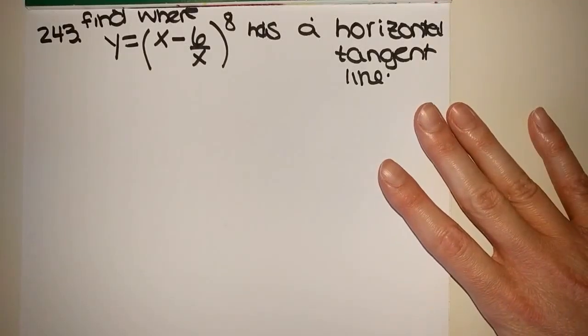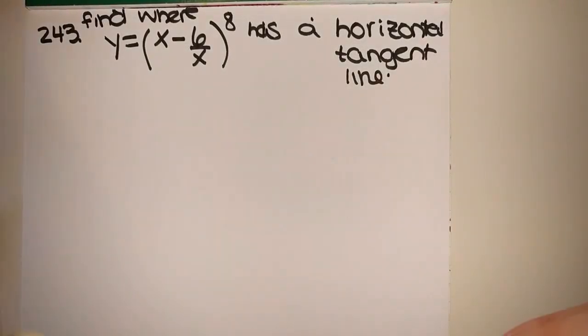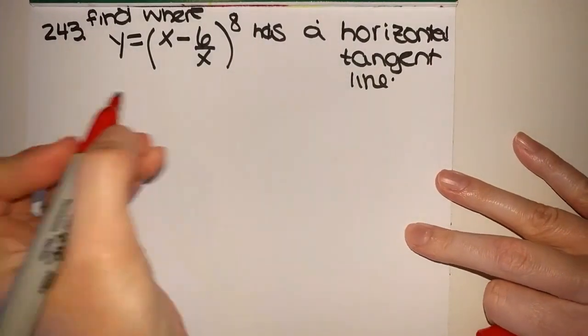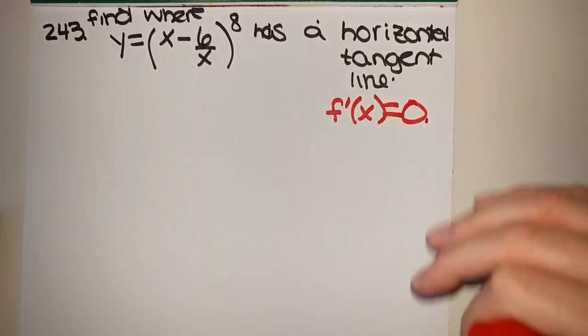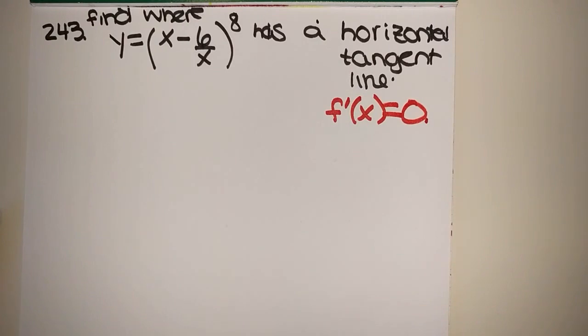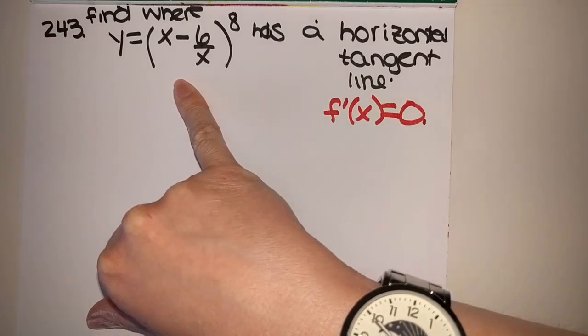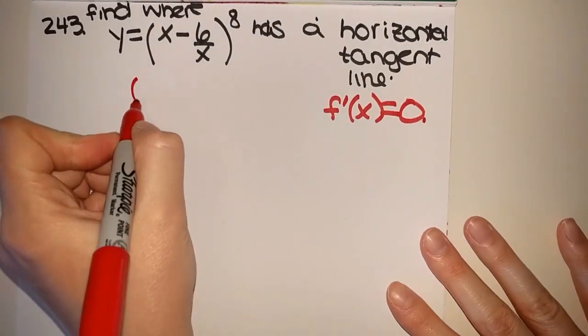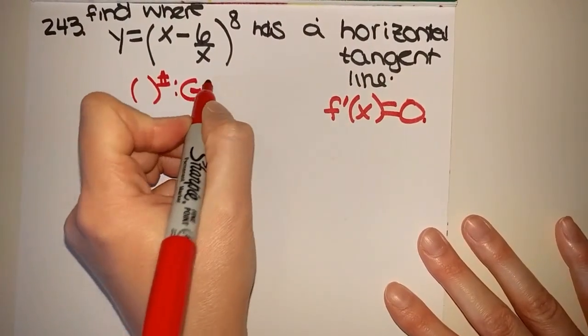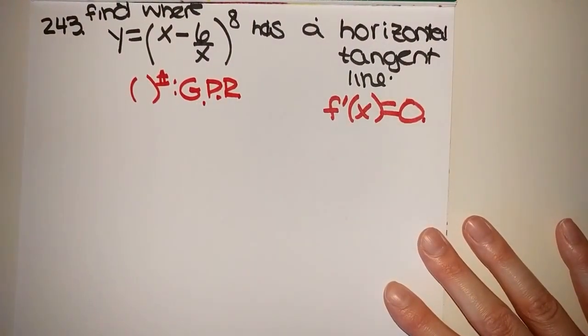As we discussed before, when you're trying to find where a function has a horizontal tangent line, that is the same as trying to figure out where the derivative is equal to 0. So what we need to do to find the x coordinates where we have a horizontal tangent is first find the derivative and then set it equal to 0. And you'll notice in finding the derivative for this function that you have parentheses to a number, so that means we need to use our general power rule.